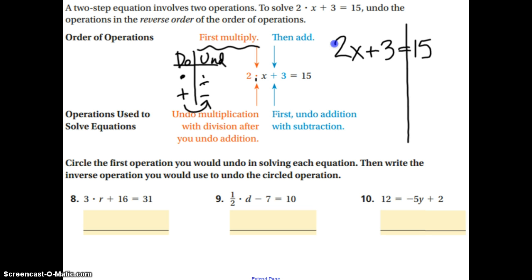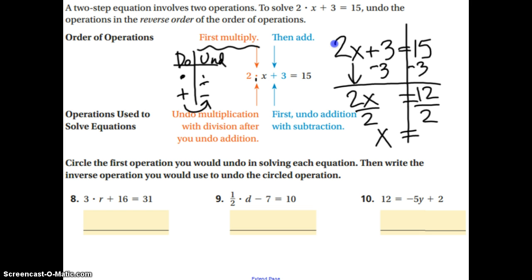So if I was going to do that, I'd first draw my line down. I would have to undo the plus 3 first. So I'd subtract 3 from both sides. 15 minus 3 is 12. Drop down my 2x. We did a bunch of these last year, just want to remind you how it goes. So 12 divided by 2 is 6. I box my answer so that I can find it later.